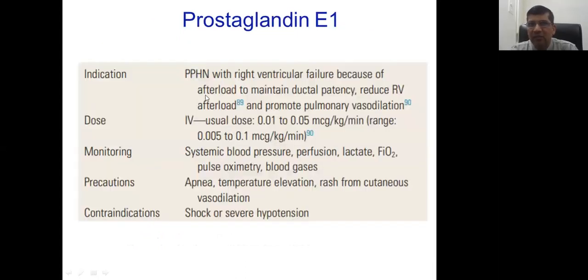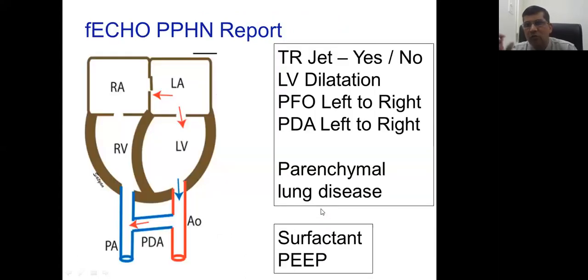These are the side effects. The major side effects are basically hypotension and apnea, so be careful about using this one.